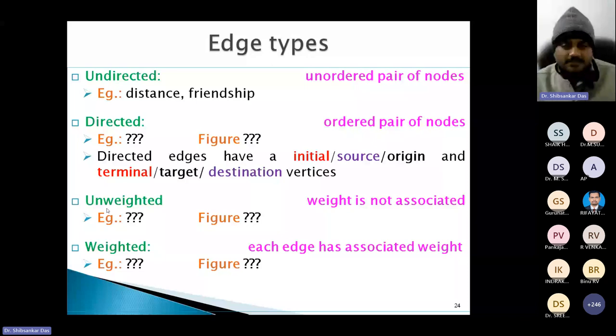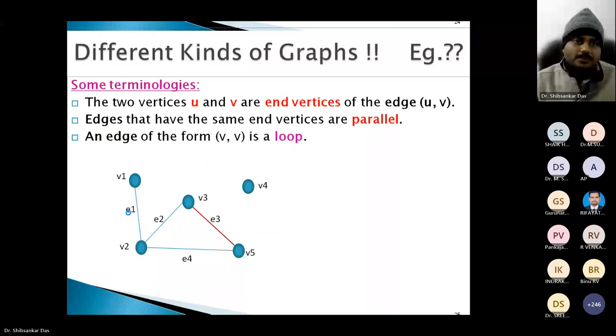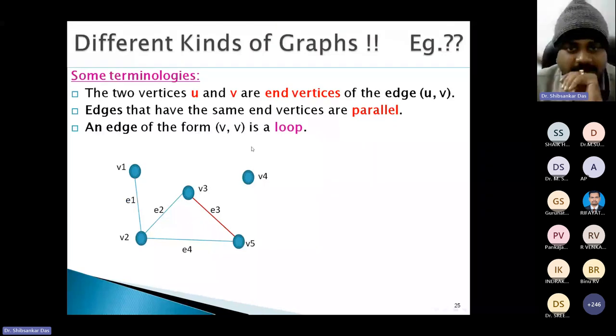In a community, these are called undirected graphs. This is an example of one. There are several. Now, different kinds of graphs, where U and V are the end vertices. Two edges that have the same start vertex and end vertex are called parallel edges, and an edge that has the same start vertex and end vertex is called a loop.